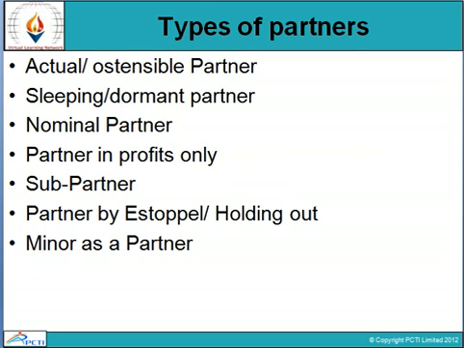Types of partner. First one is active partner. A person entering into partnership by contract and taking active part in the conduct of a business is called active partner. Second is sleeping or dormant partner.